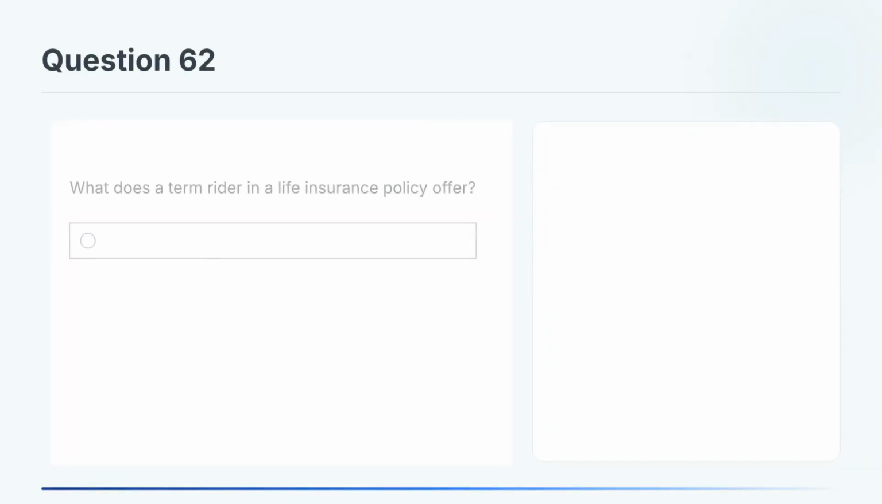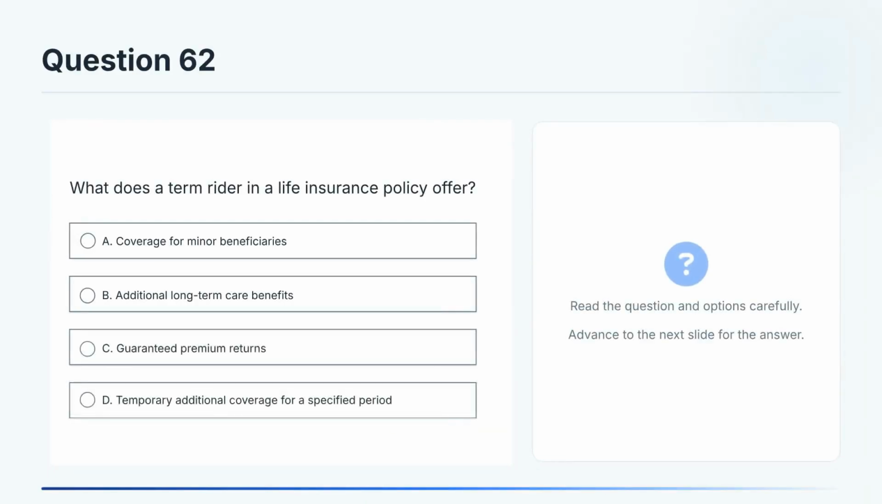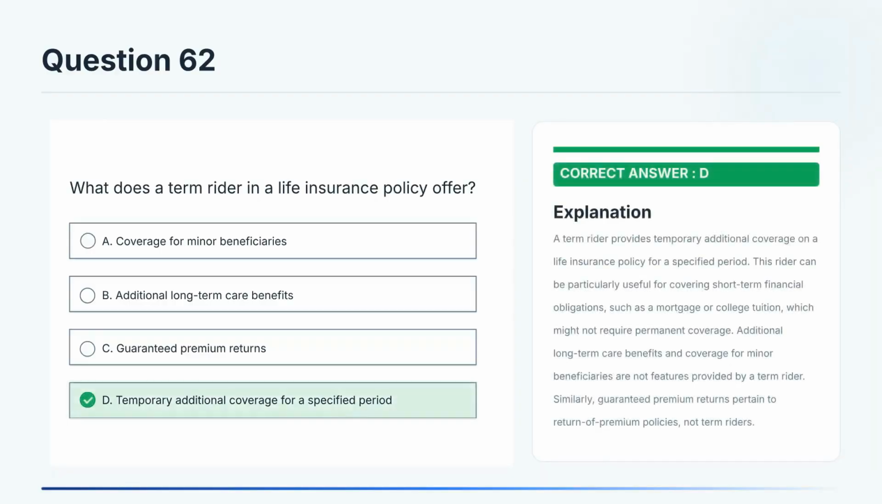Question 62. What does a term rider in a life insurance policy offer? A. Coverage for minor beneficiaries. B. Additional long-term care benefits. C. Guaranteed premium returns. D. Temporary additional coverage for a specified period. The answer is D. Temporary additional coverage for a specified period.